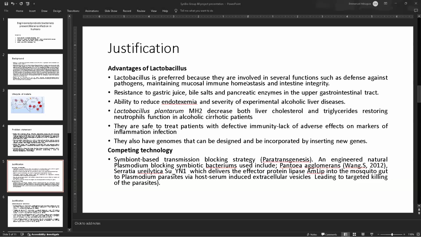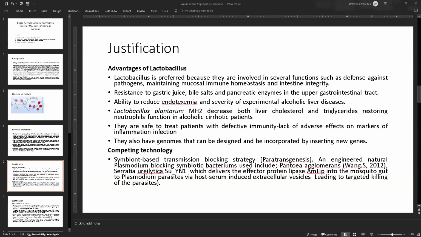Also, they have proven ability to reduce endotoxemia and severity of experimental alcoholic liver diseases. Lactobacillus plantarum MH2 decreases both liver cholesterol and triglycerides, and also restores neutrophil function in alcoholic cirrhotic patients. They are safe to treat patients with defective immunity, with a lack of adverse effect on markers of inflammation and infection. They also have a genome that can be designed and completed by inserting new genes.